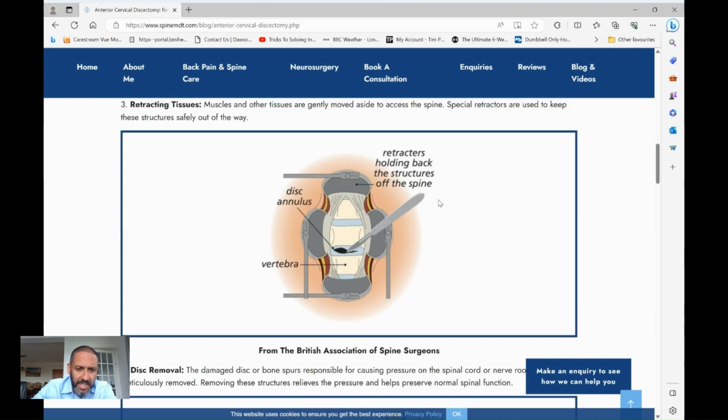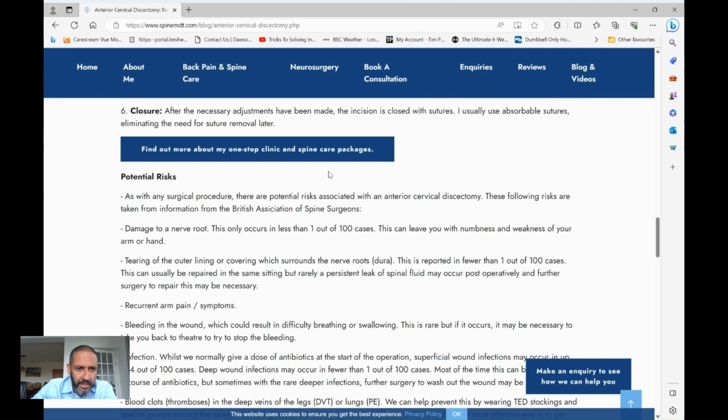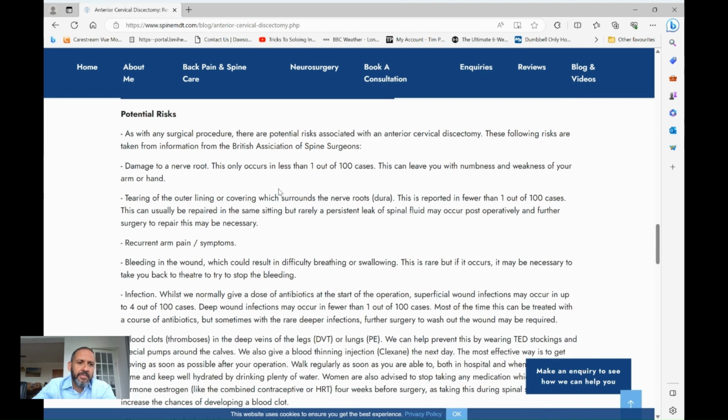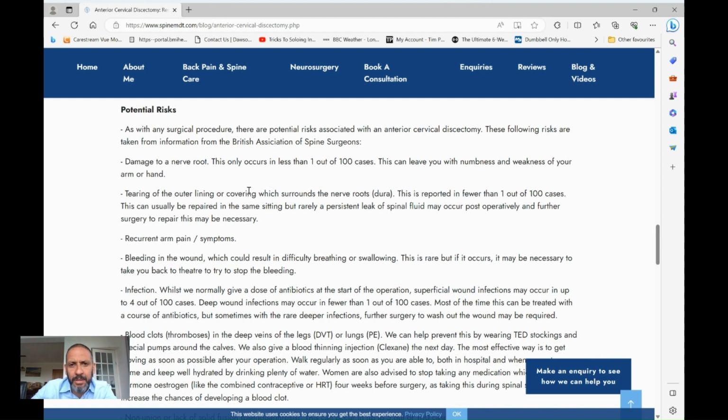Now, every procedure under the sun has risks, and I've taken a lot of these from the information given by the British Association of Spine Surgeons, which I also give out to patients. This is for the purpose of consent, you understanding the procedure before giving your consent to go ahead.